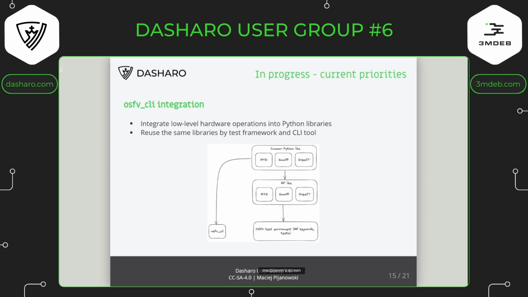So the goal is like in this picture: we have a set of common Python libraries which deal with the low-level stuff, like talking to our control units like RTE or SONOFF, or talking to Snipe-IT, which is our database for devices. Then we have very, very simple Robot Framework libraries that just pass some stuff from the Python libraries to the Robot Framework test environment. And in parallel, we have a CLI tool which uses the very same code, which we can just call whenever we want to control the platform during development, for instance.